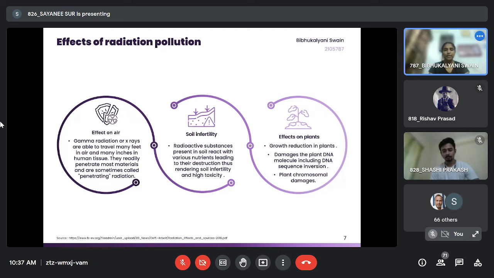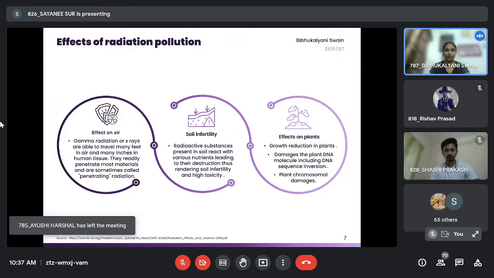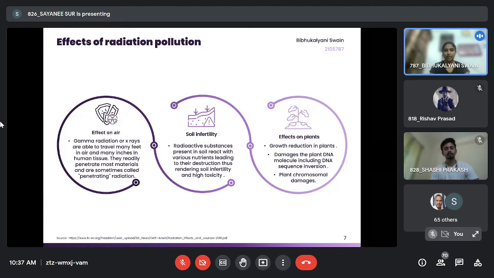Effect on soil. Exposure of radiation to the atmosphere means it is even present in soil. Radioactive substances in soil react with various nutrients, leading to destruction of those nutrients, thus rendering the soil infertile and toxic. Such soil leads to a harvest of crops that are riddled with radiation and thus unfit for consumption by both animals and humans.